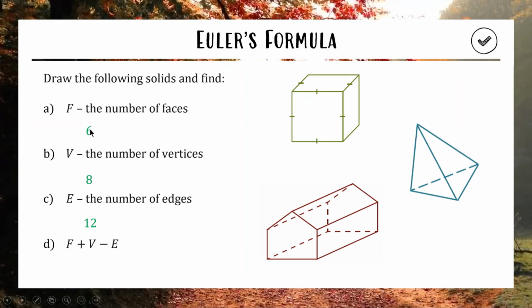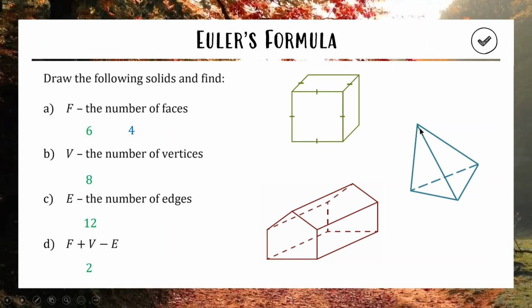Now if we do F plus V, 6 plus 8, and then we get 14, if we take away 12, we get an answer of 2. Okay, so 6 plus 8 is 14, take away 12 is 2. Okay, now we'll do the triangular base pyramid over here. So number of faces, we can see we have 4 triangular faces.